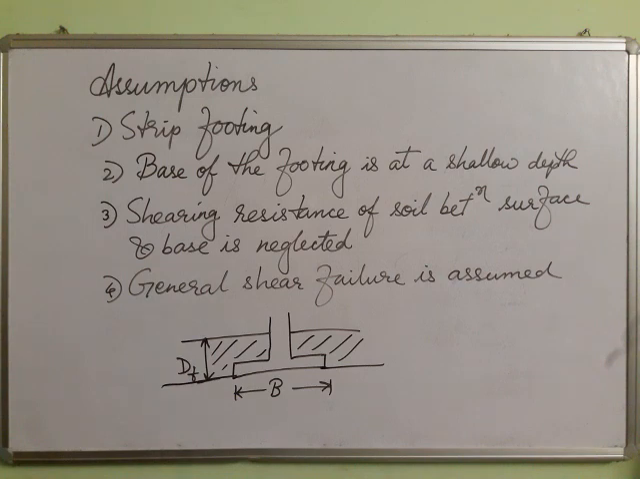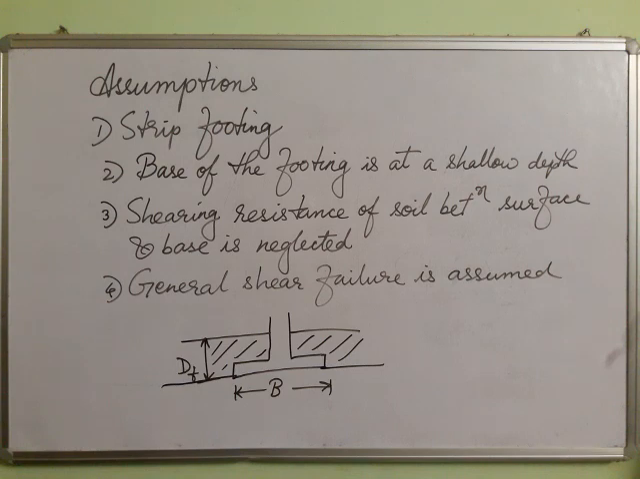Then we consider that the failure, number 4, is happening according to general shear failure. So there are basically 3 types of failure. One is general shear failure, one is local shear failure, another is punching shear failure. So we will go into details of each of them.